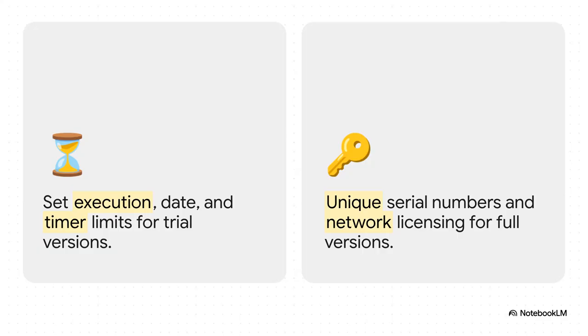And this is where you can really see the flexibility for your business model. On one side, you can easily create trial or demo versions with things like execution limits or expiration dates. And on the other, you can issue full licenses using unique serial numbers, which removes all those limits and can even enable network licensing for your corporate customers.